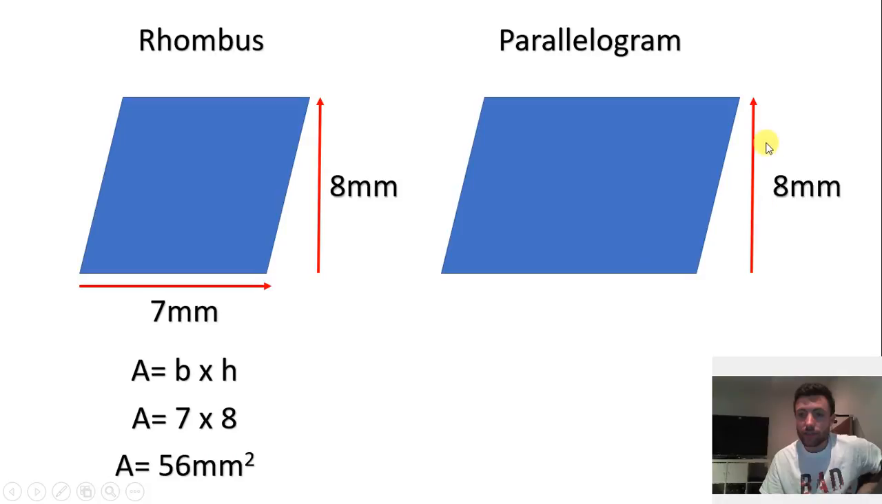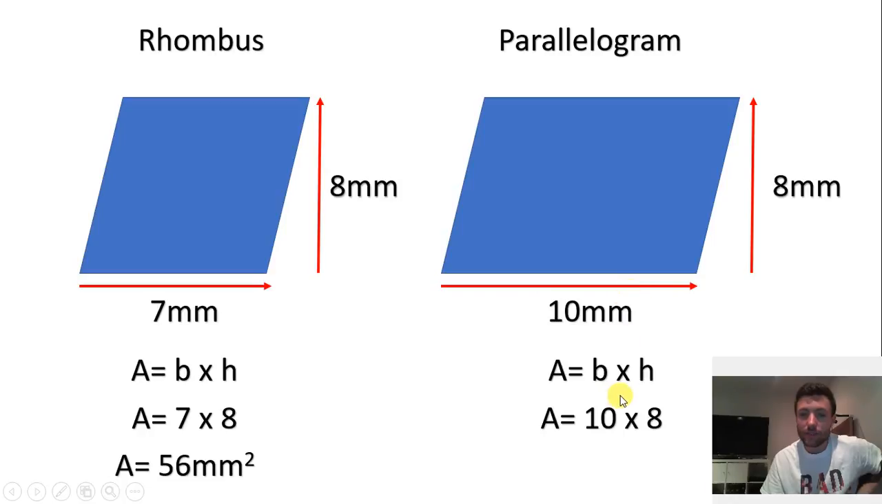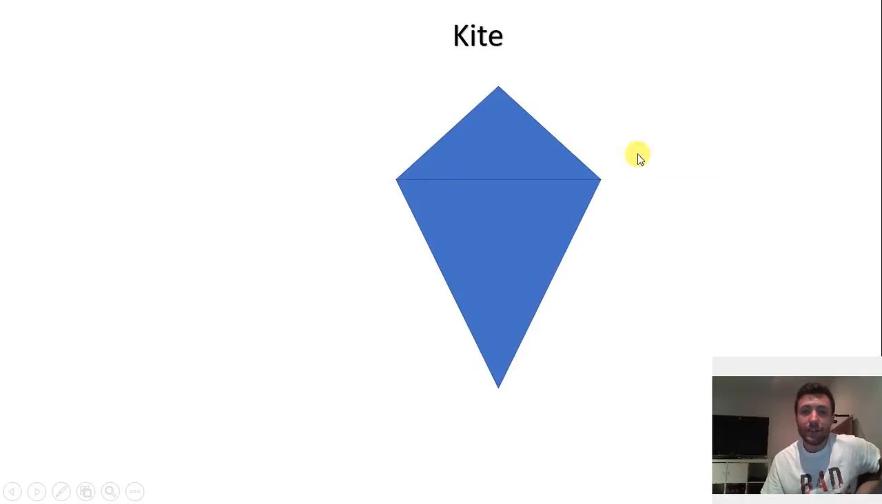So let's look at this one. We've still got the same height, as we can see, but this time the base is different. We've got 10 millimeters here, 8 millimeters there. So base times height, 10 times 8, is going to give you 80 millimeters squared. Pretty simple for those ones. This next one gets a little bit more tricky.